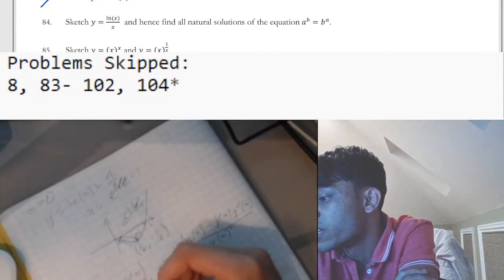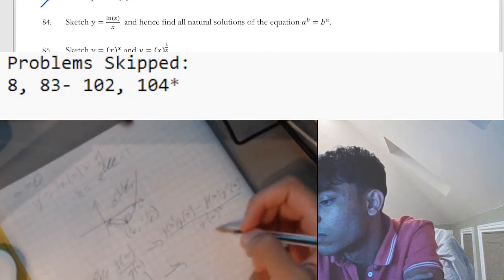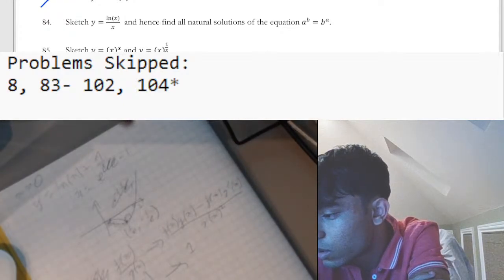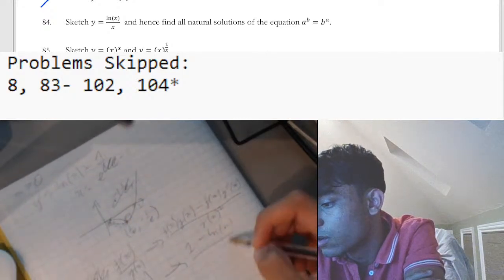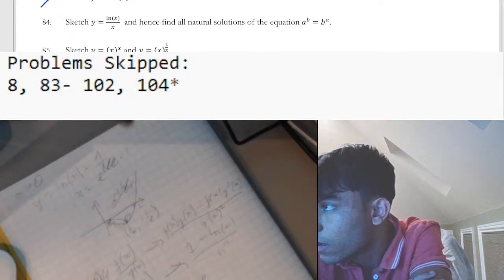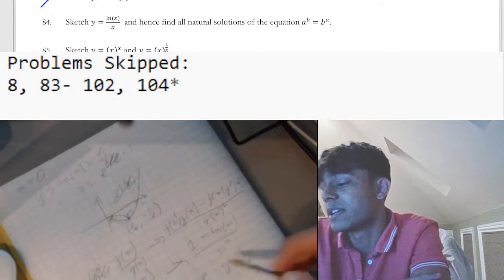Basically, if you differentiate ln x over x, you're going to get 1 minus ln x over x squared. So your stationary point is going to be at x equals e, and when x equals e, y is 1 over e. So that's your stationary point.